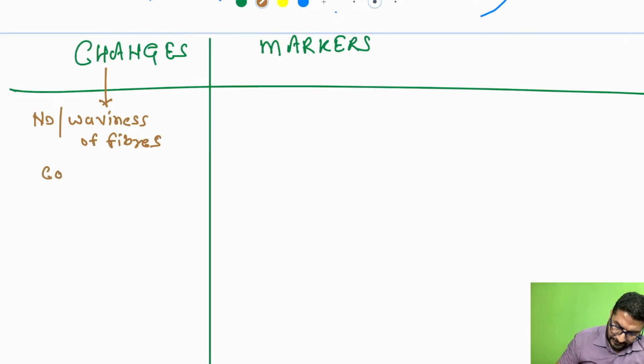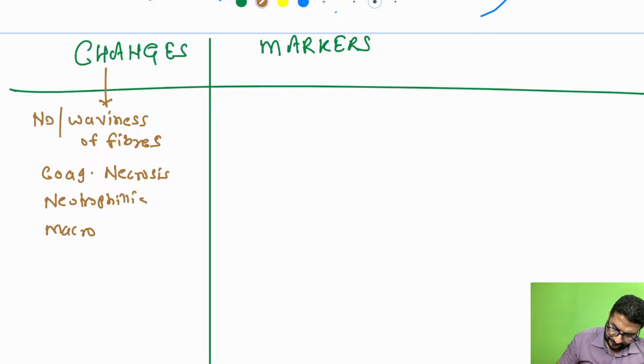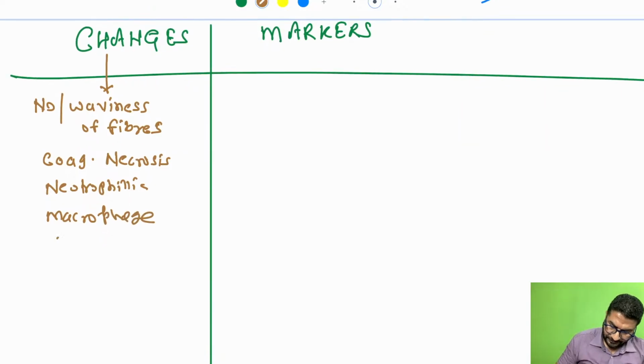Then there will be coagulative necrosis. Then you can notice neutrophilic infiltration. Then there will be macrophage infiltration. Ultimately you can notice formation of granulation tissue, and ultimately there will be healing, and this healing will be with a scar.